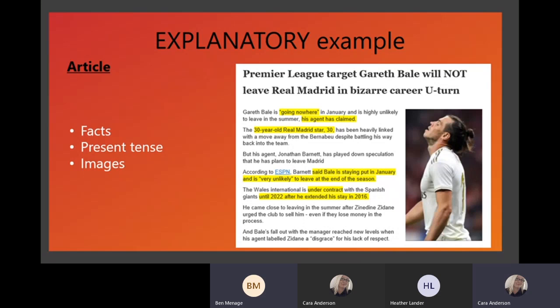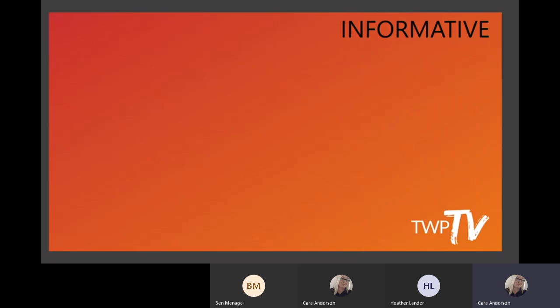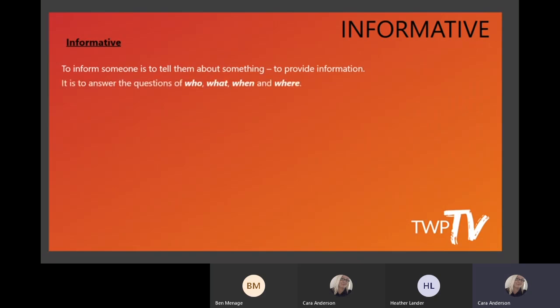Yeah, we'd like to think that ESPN are a bit more of a reliable source, and just whoever's writing the article. Okay, so there's just some examples for that one. So moving on to informative. If it's going to be an informative text, it's to inform someone, to tell them about something, or to provide them with some information. It is to answer the questions of who, what, when, and where.